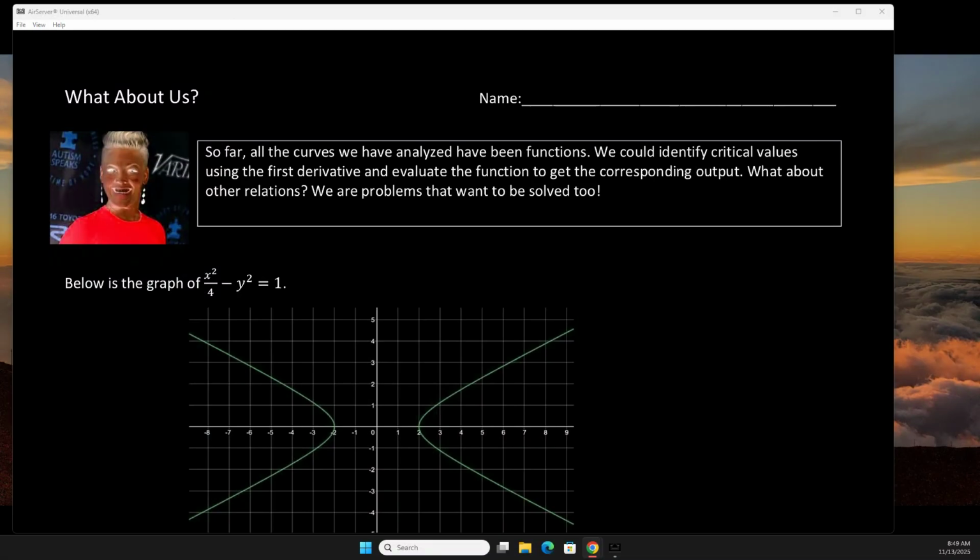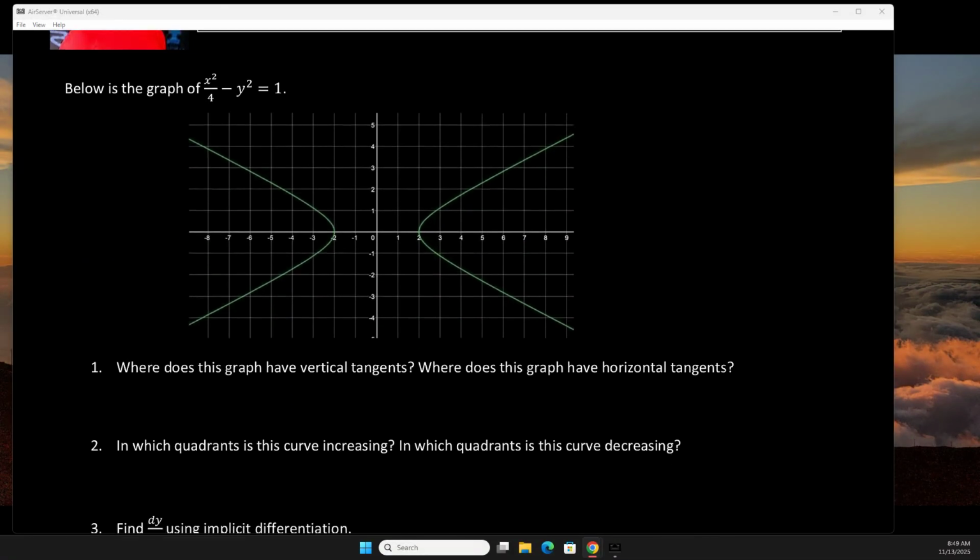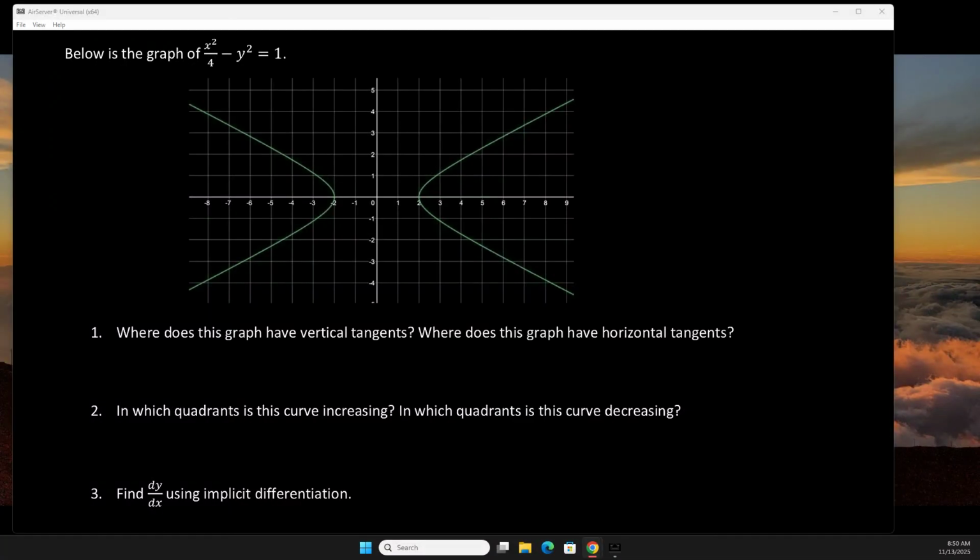Looking at the graph, it's not a function, it's a relation. Where does this relation have vertical tangents? At what ordered pairs? (-2, 0) and (2, 0). What about horizontal? No, there are no horizontal tangents. Good.